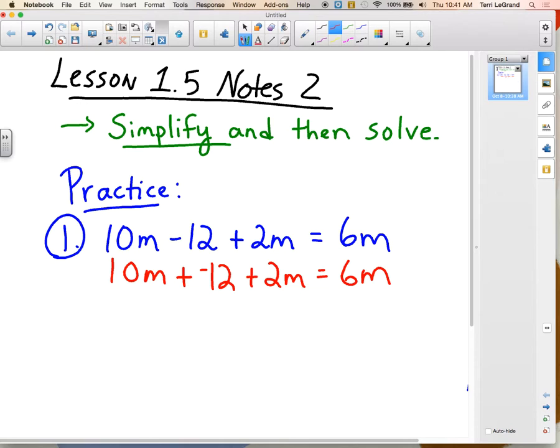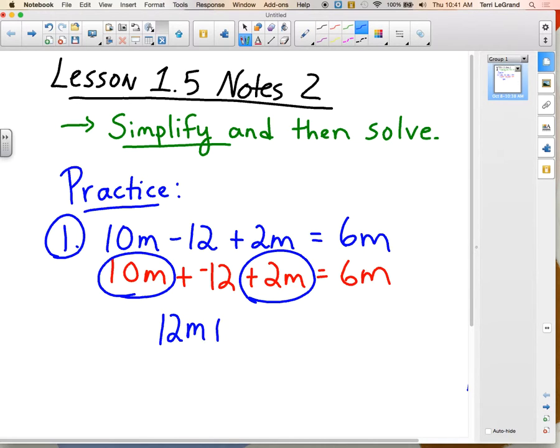Remember when we simplify, we look on sides only and we say, can I do something on this side to simplify it? And Jossie just said, you know what? We can put these guys together. This 10m plus this 2m can be combined because they're on the same side. And what's that going to become? 12m.